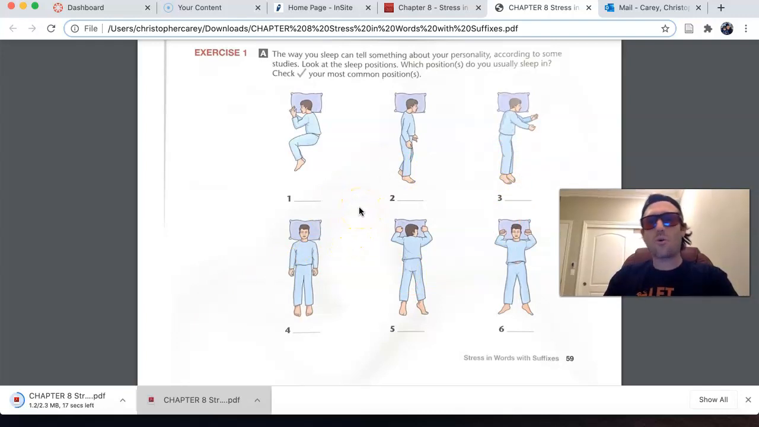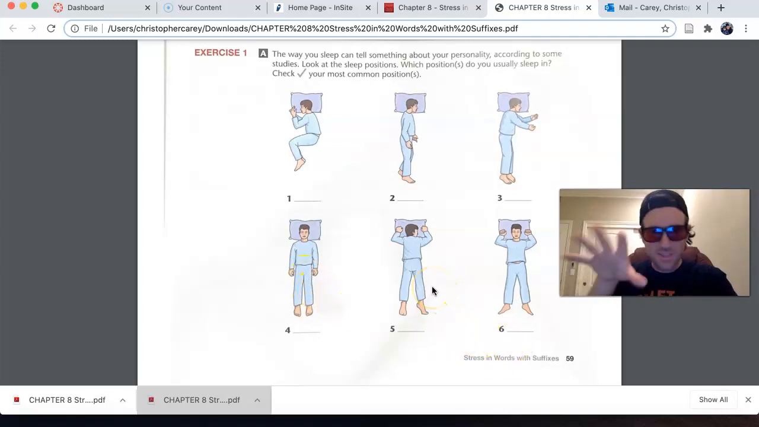So take a look at these positions here. Which position or positions do you usually sleep in? And put a check mark next to each of them. Do you normally sleep on your side here on the top? Any one of these 3 positions? Do you normally sleep on your back, like numbers 4 and 6, or you just face down right at the end of the day, just boom, head in the pillow, number 5.